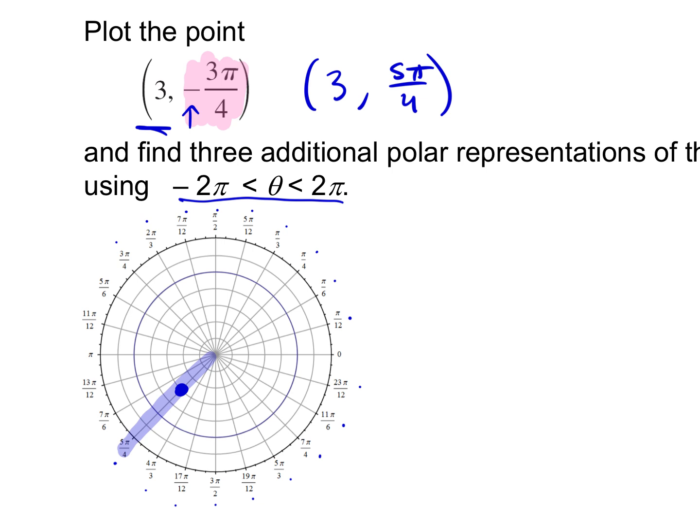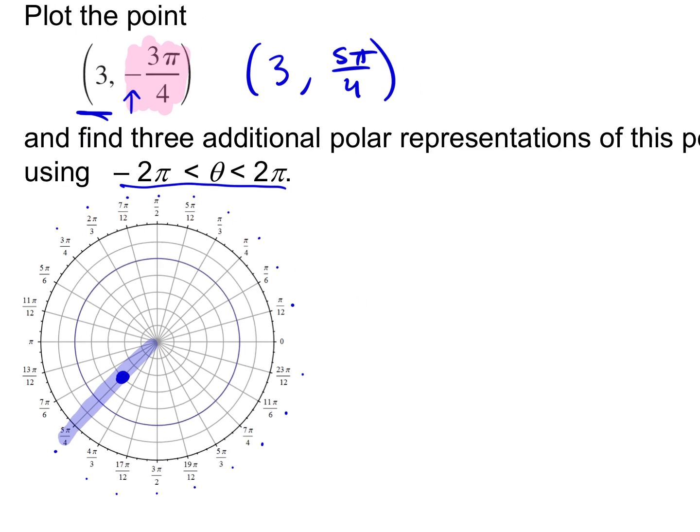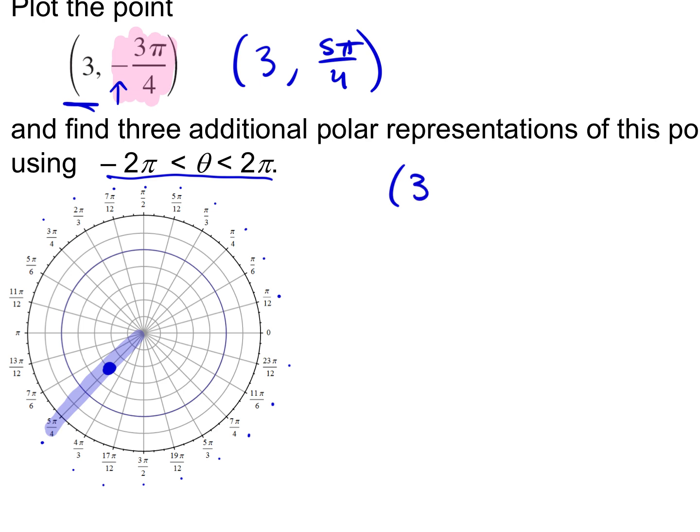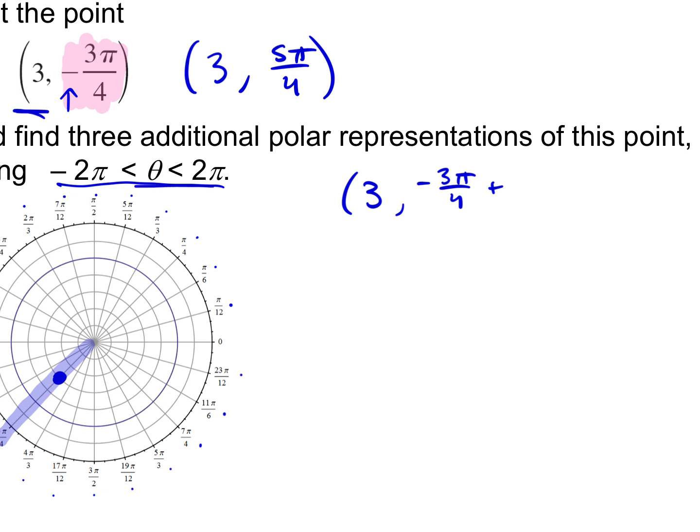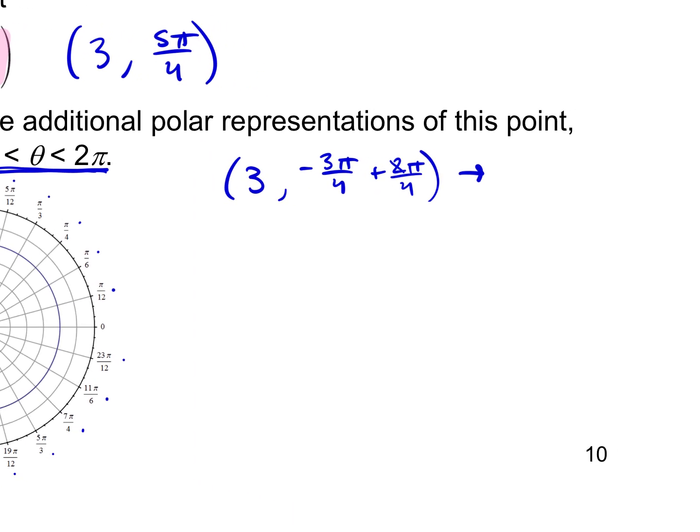You can find your additional points just by looking at it, but you could also do the math that we talked about. So keeping r positive, I would have 3, 3 pi over 4 plus 2 pi. So I can add or subtract 2 pi to it, as long as our theta is in between negative 2 pi and positive 2 pi. So I'm going to add 2 pi. I need a common denominator so I can make this 8 pi over 4. So our point here would be 3, 5 pi over 4.